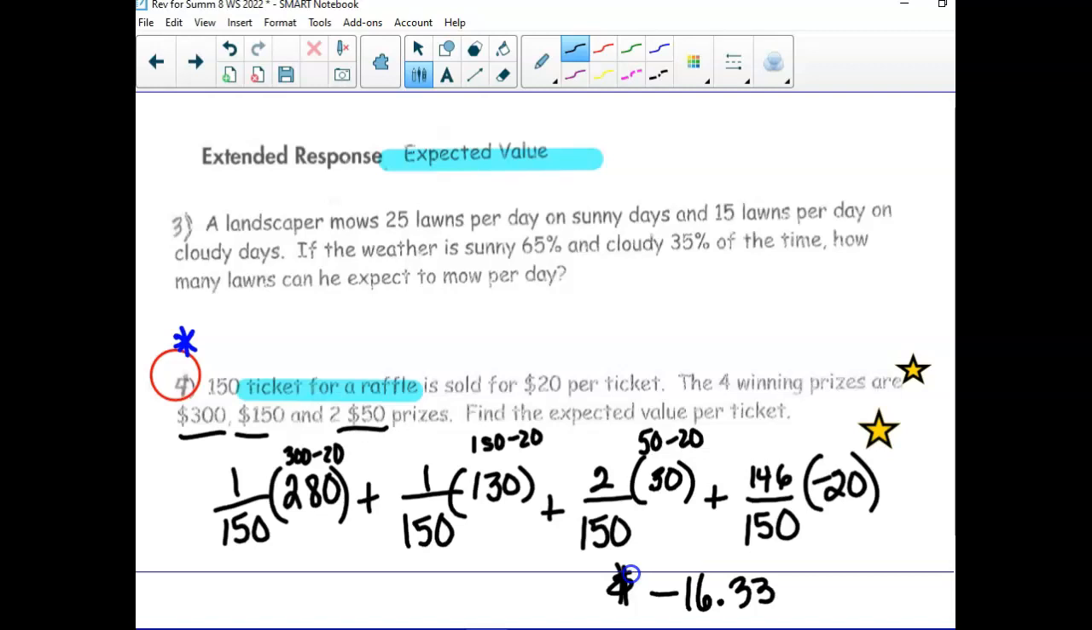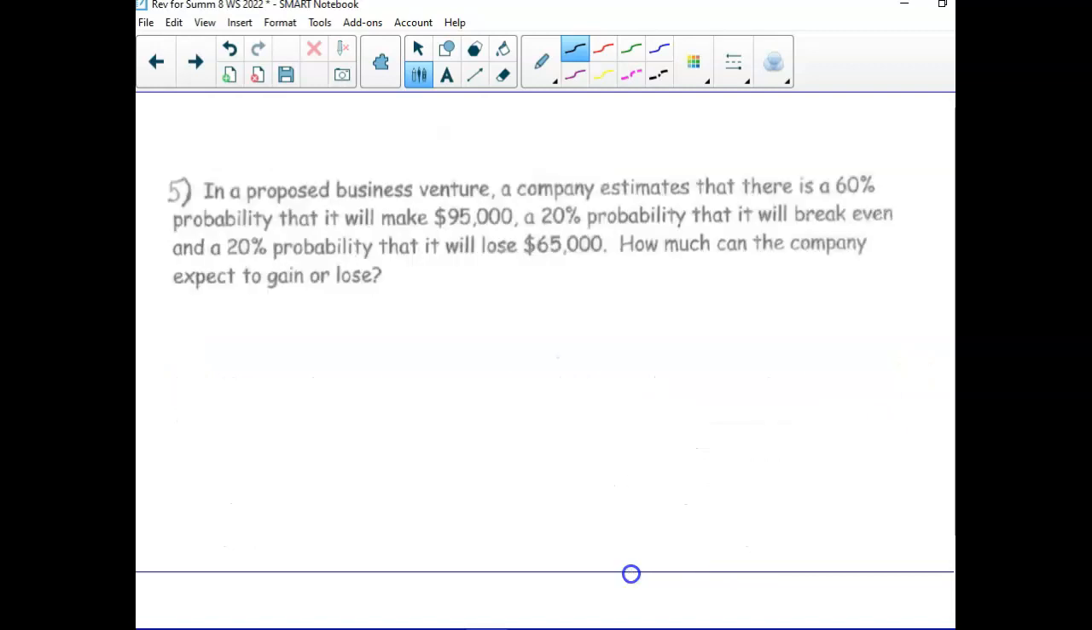Does someone need me to go back over it? Do you want me to make up one more in the 2 minutes I have left? You want me to make up an easier one? Okay. Instead, I'll just do this one real quick.